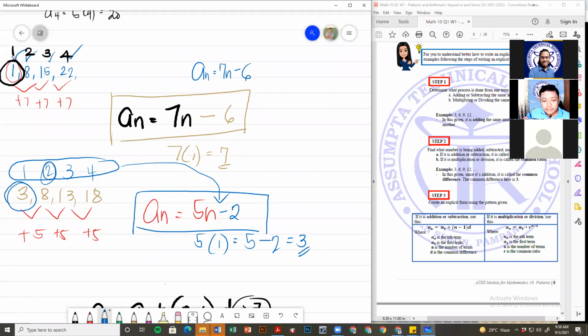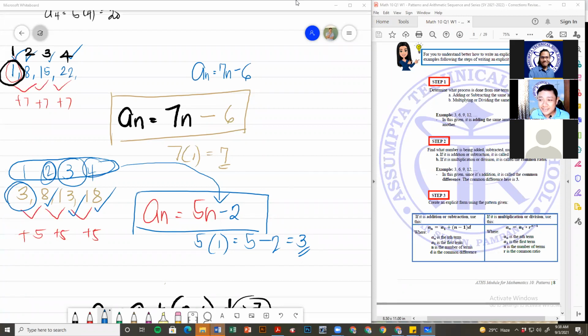Let's try. Let's have 2. Substitute 2. 5 times 2, 10. Minus 2, 8. Pasok. Let's try 3. 5 times 3, 15. Minus 2, that's 13. Pasok. Can you follow? Next. 5 times 4, 20. Minus 2, 18. Pasok. Can you follow? Show a reaction in your reaction bar about that topic, about that process.